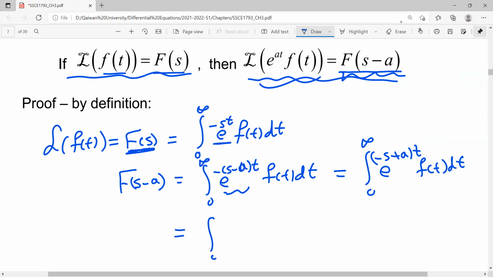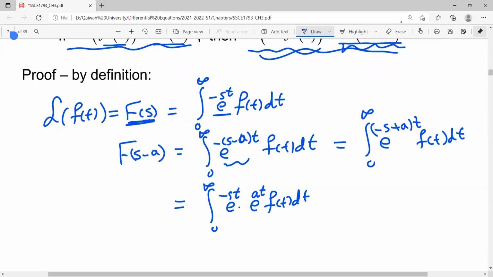This equals the integration from 0 to infinity of e to the power minus st times e to the power at times f of t dt. We just separated the exponents. That's e to the power minus st and e to the power at. Okay, and this equals, we let this be the function, and it's multiplied by e to the power minus st, and its integration from 0 to infinity. This is the Laplace transform of e to the power at f of t.